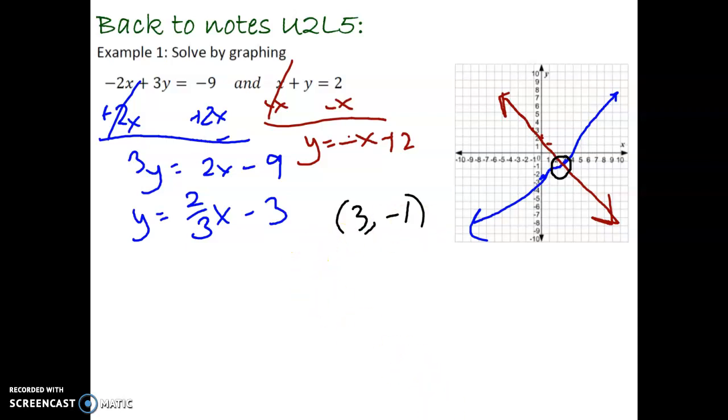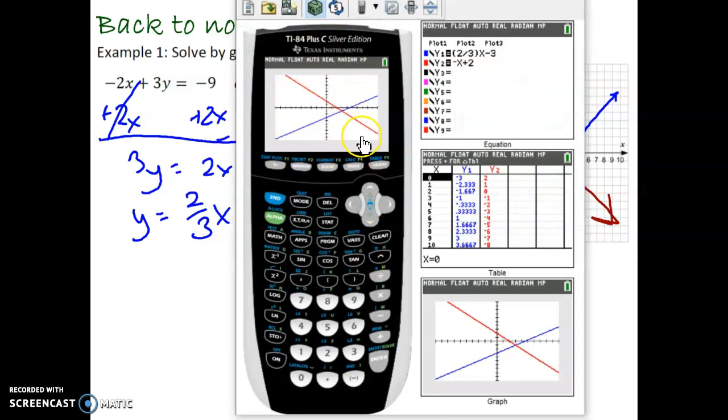We can also practice that on our calculator. So I have it already graphed on the calculator here. So to find the intersection point, remember we do second trace. And I'm going to pick number 5, which is intersect. Okay, is the blue one my first curve? Well, yes, it is, so hit enter. Is the red one my second curve? Yes, it is, so hit enter.